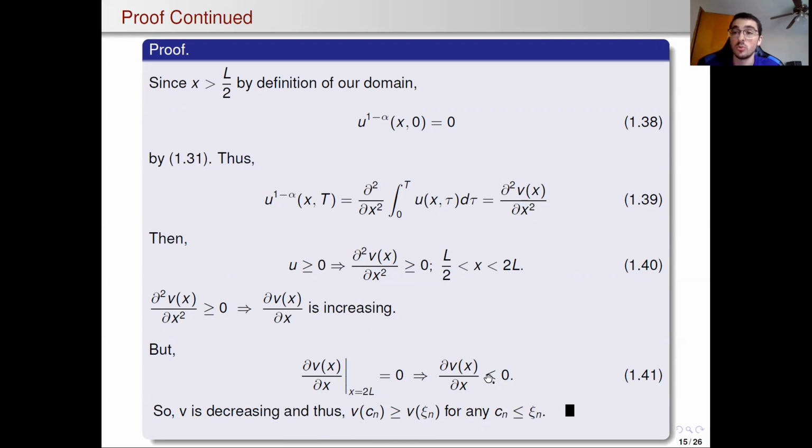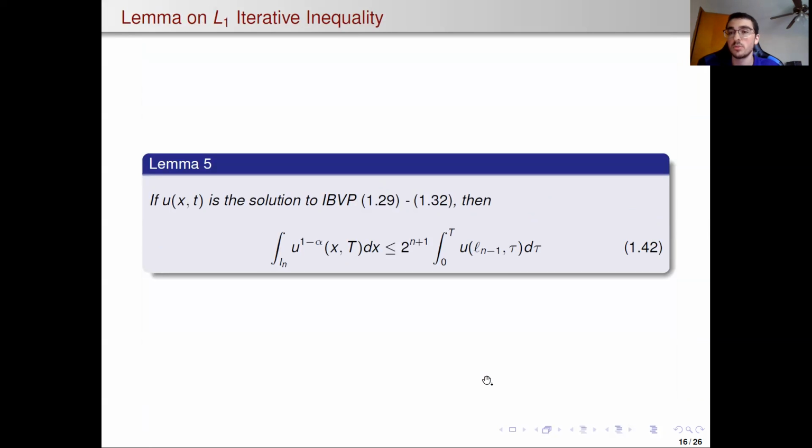So now we have our new domain notation and our maximum principle, which we can then use to prove the strong maximum principle. First we have Lemma 5, which states that if u(x,t) is the solution to our IBVP 1.29 through 1.32, then the integral over I_n of u to the 1 minus alpha (x,t) dx is less than or equal to 2 to the n plus 1 times the integral from 0 to t of u(l_{n-1}, tau) d tau.